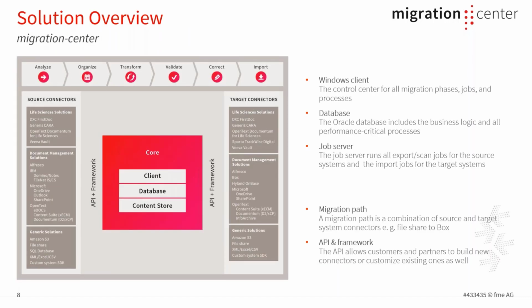So just to have a short overview about the product itself, just to understand how the product looks like, or what kind of components we have in place for our customers. So first of all, we have a Windows client. This client, by the way, will be replaced within the next couple of weeks by our new web UI. But in general, it's the same set of capabilities for the Windows client as well as for the web client. So it is the control center for all the migration phases, jobs, and processes.